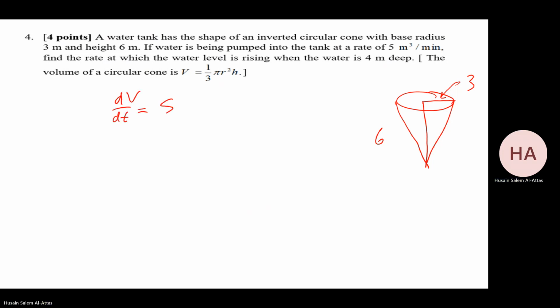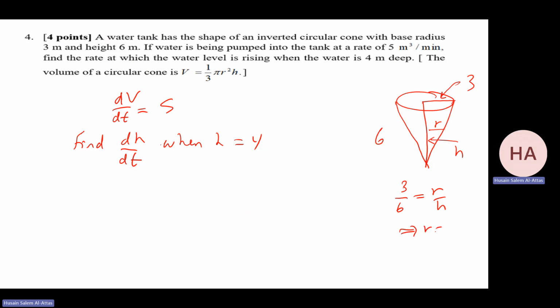Equal 5. What they want, find dh by dt, where I have water filled. So this is r and this is small h. Okay. dh by dt, find it when h equals 4. Same idea. I have similar triangles. I have 3 over 6 equal r over h. That implies r equals half h. And V is 1 over 3 pi r squared h. 1 over 3 pi times 1 over 4 h cubed, so pi over 12 h cubed.